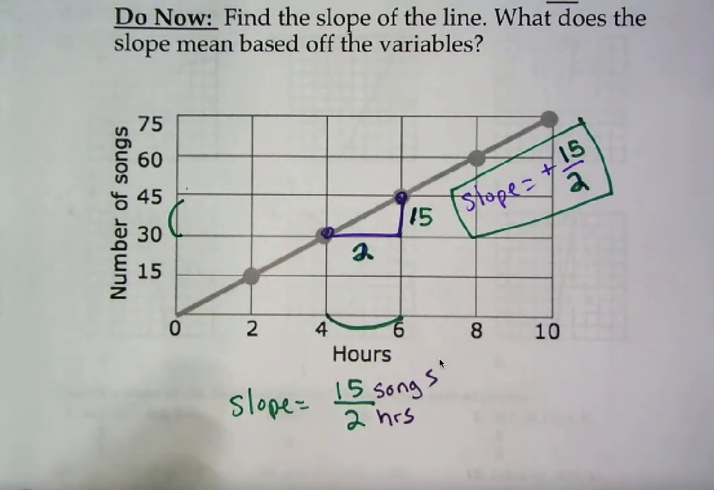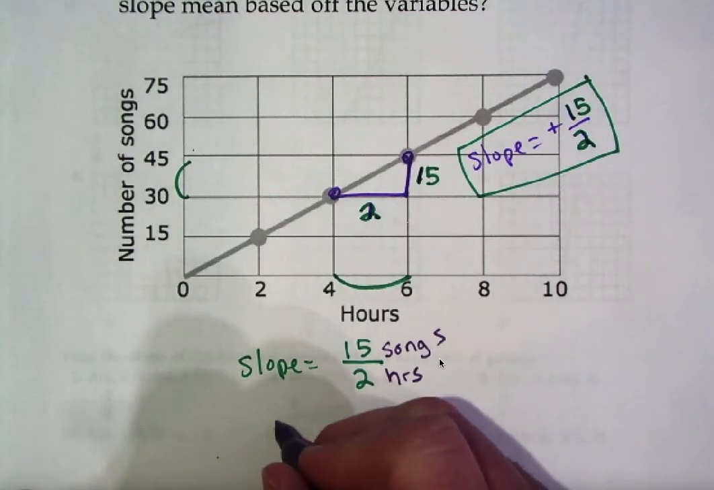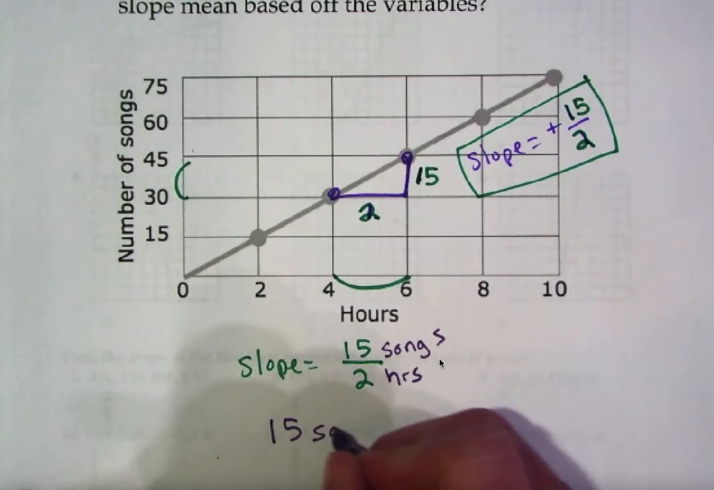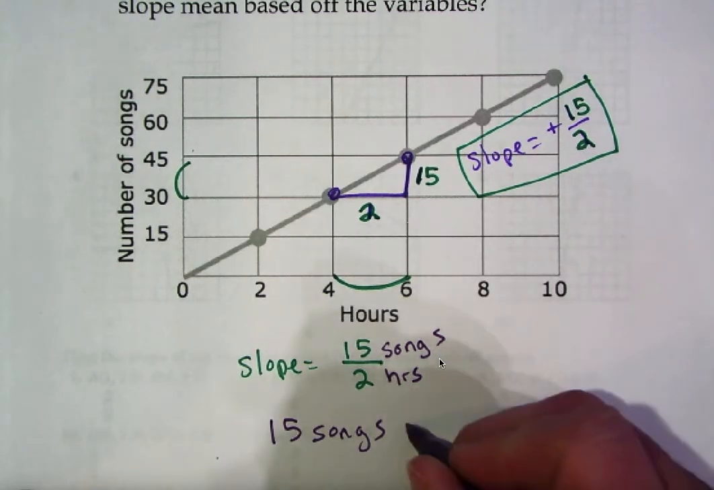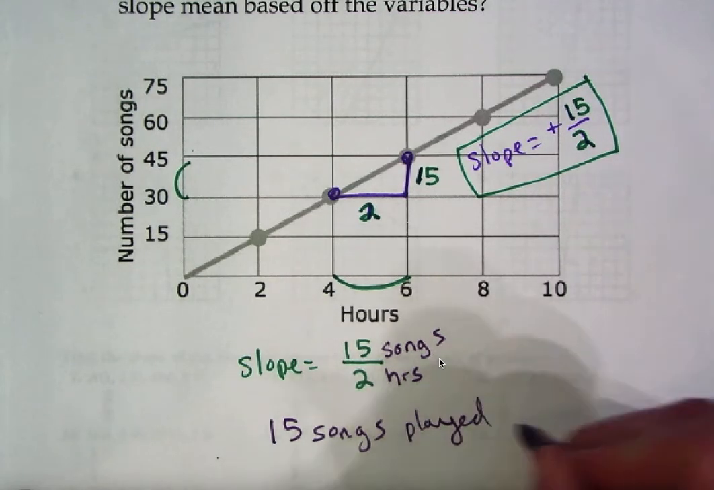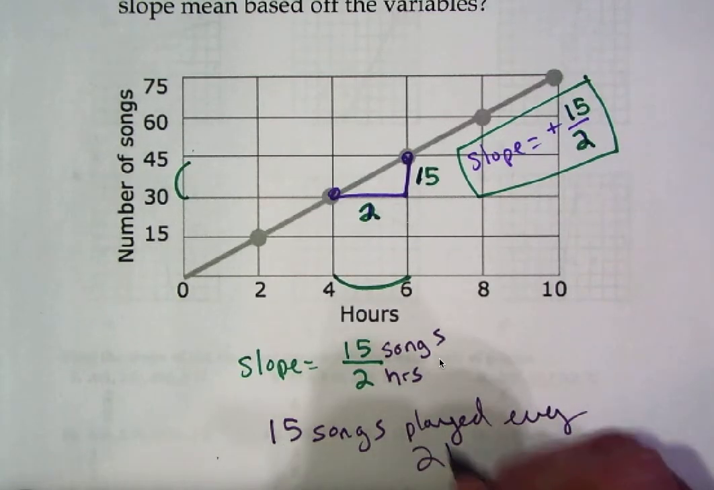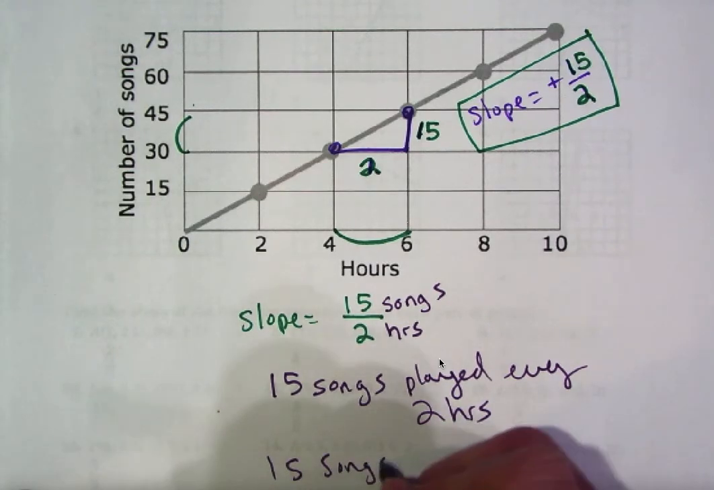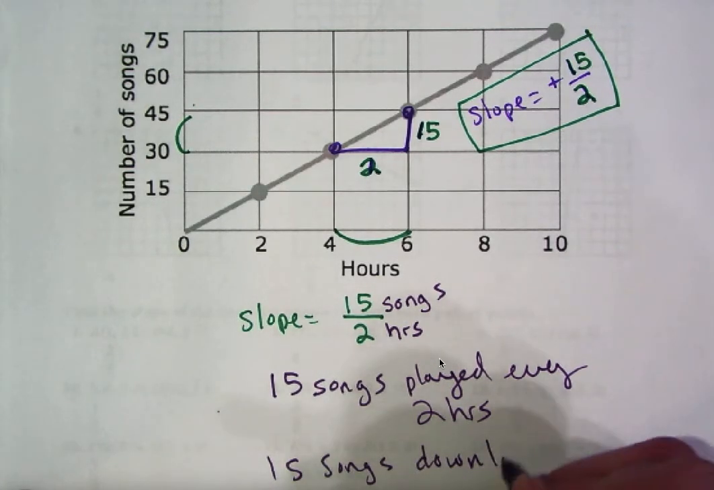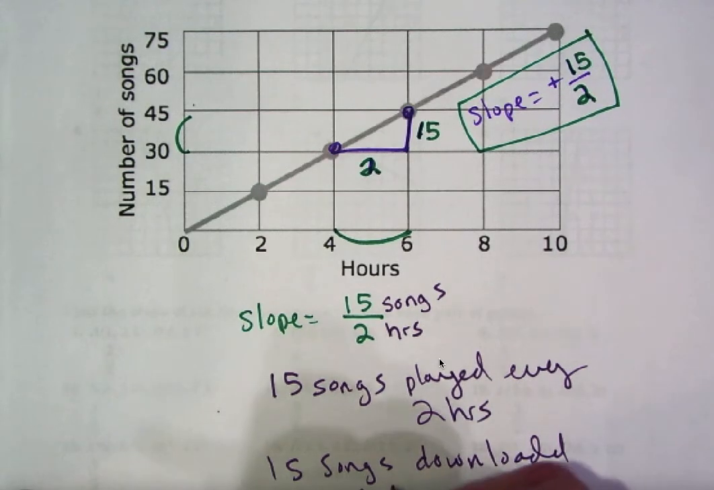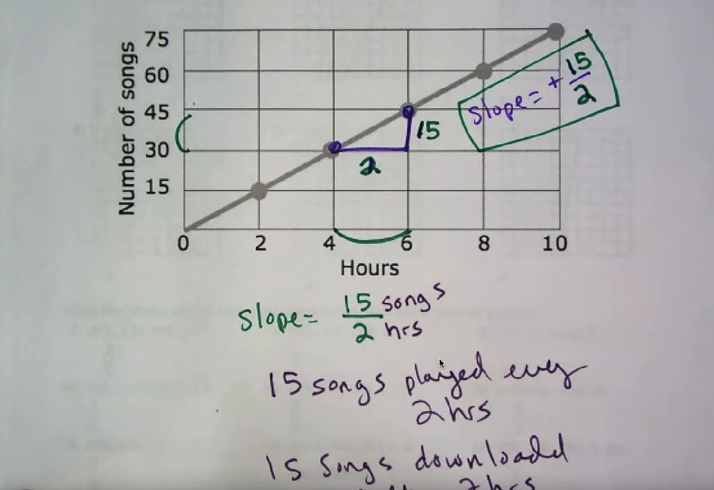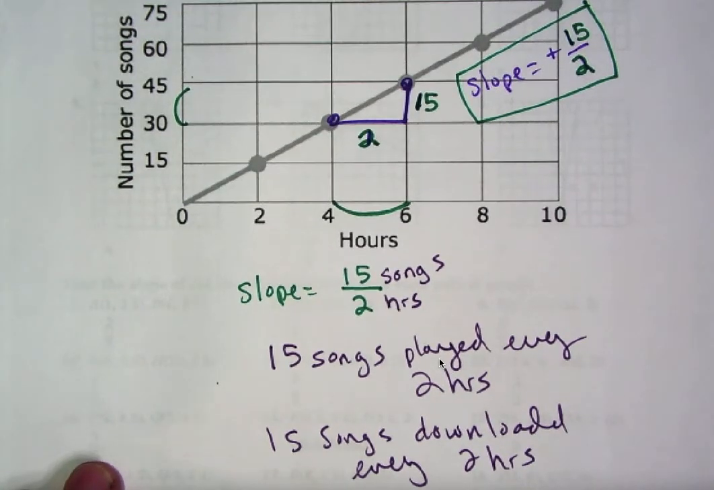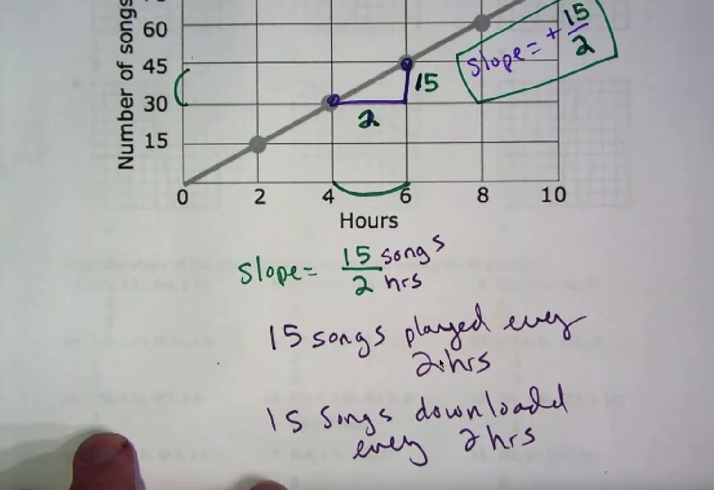We don't have a title for the graph, but we could probably say at this point that 15 songs, we're going to have to make this part up, played every 2 hours. Or maybe you could say that 15 songs downloaded every 2 hours. You get to make stuff up, but our slope does tell us that 15 songs over 2 hours is the change. Cool, so that's the do now.